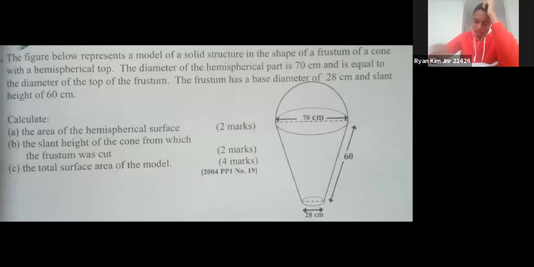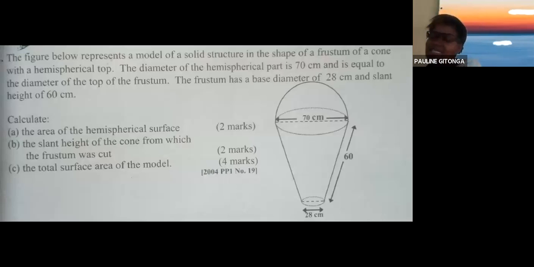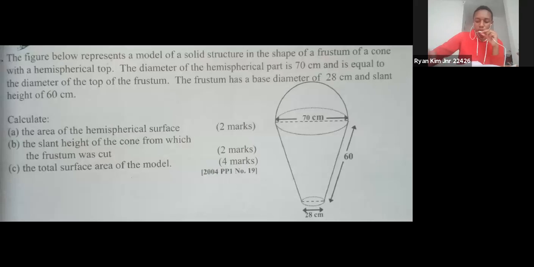Yes. I was asking how we got the area of the hemispherical surface. Area of the hemisphere, we said it is 2 pi r squared. Yes, it is a solid, but you can see the circular part is joined with the other part of the cone. It's a continuous solid, so you don't add pi r squared. You have only 2 pi r squared.